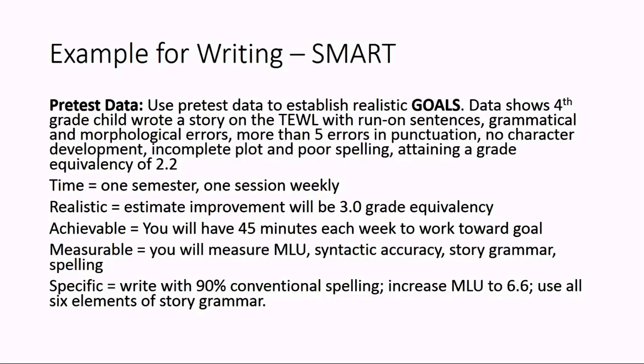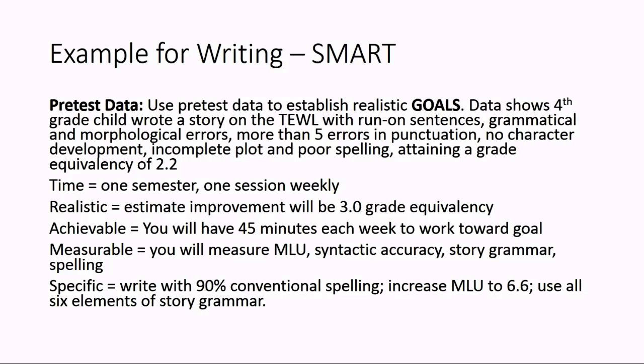Here's a SMART goal for writing. Pretest data: use pretest data to establish realistic goals. Data shows a fourth grade child wrote a story on the tool with run-on sentences, grammatical and morphological errors, more than 5 errors in punctuation, no character development, incomplete plot, and poor spelling, attaining a grade equivalency of 2.2. Time: 1 semester, 1 session weekly. Realistic improvement: estimated improvement will be a 3.0 grade equivalency.